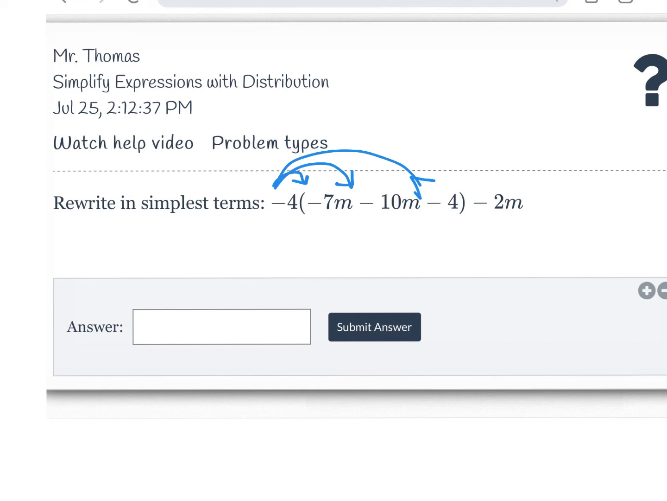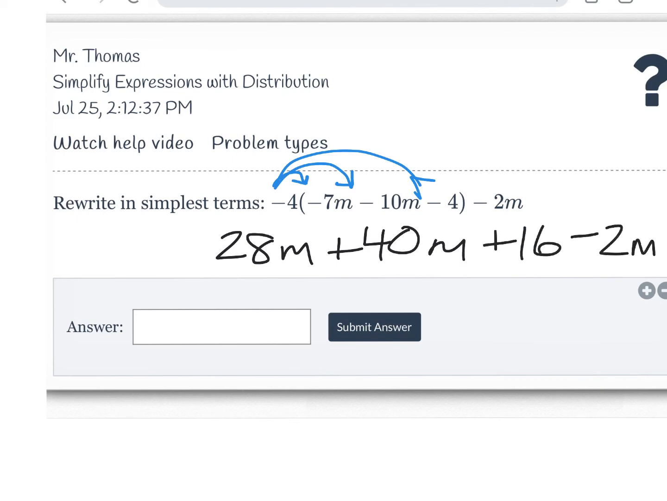So negative times negative is again positive, so we get 28m. Negative times negative is positive, plus 40m. And negative times negative is positive, 16. And then minus 2m. Combine your like terms. So 28 and 40 is 68. 68 minus 2 is 66m. And then positive 16.